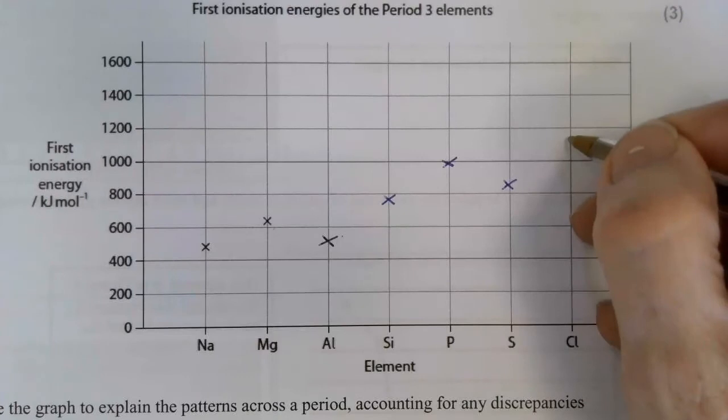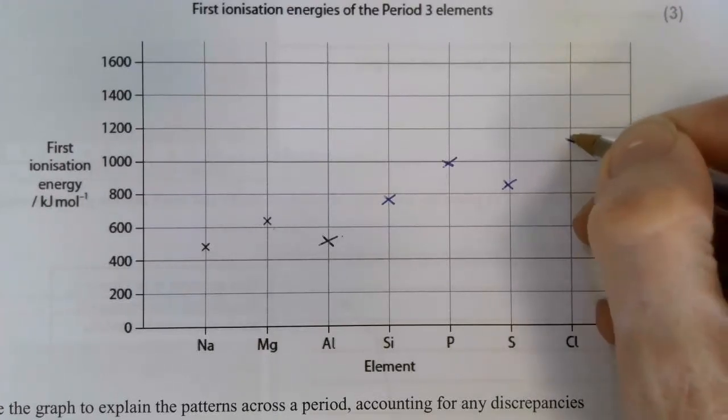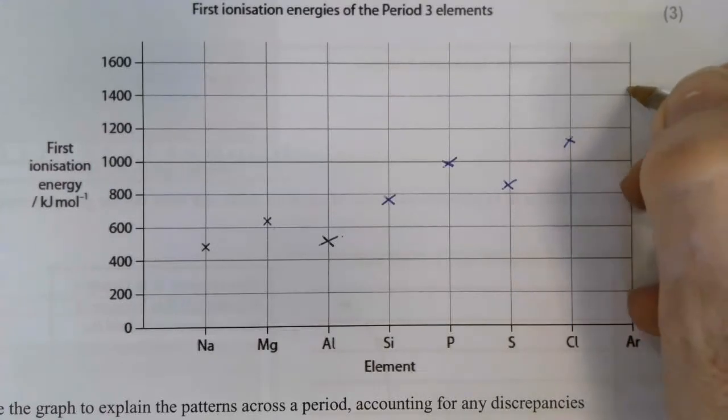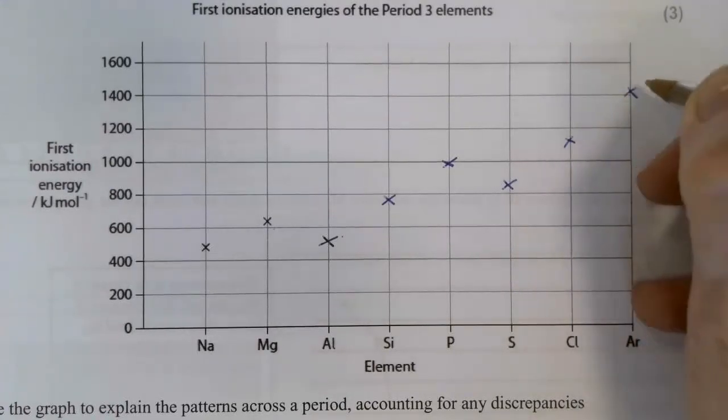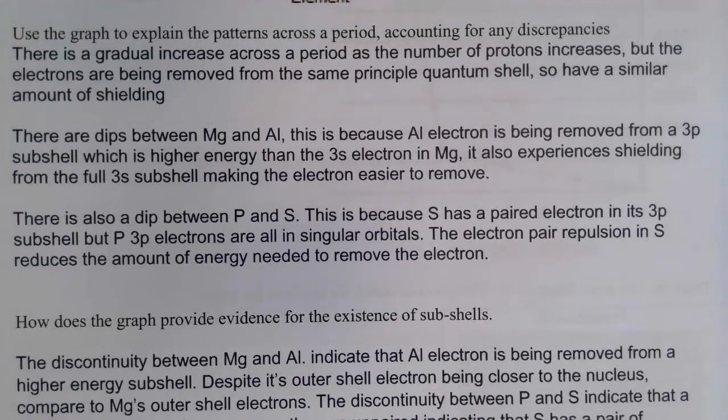I go up again to chlorine. Chlorine again should be above phosphorus and sulfur. And last but not least, at the end, we have argon, ready for the big drop back as we finish this period. So again, very similar arguments. The pattern across the period, there's a general increase because the proton number increases, but we've got the same principal quantum shell, so similar amount of shielding, so the electrostatic attraction is increasing.